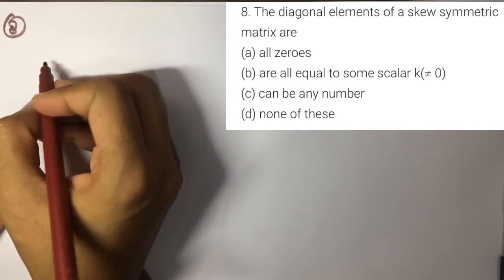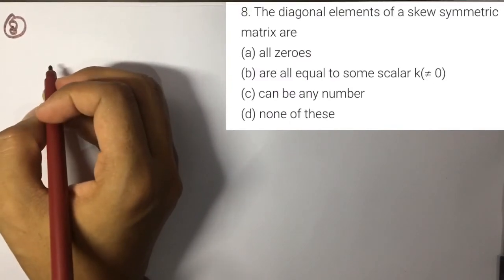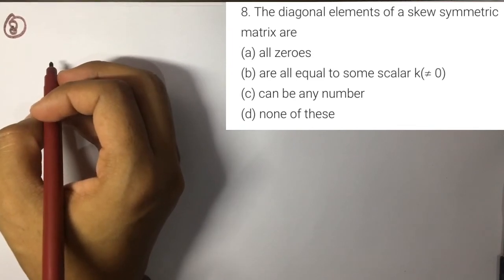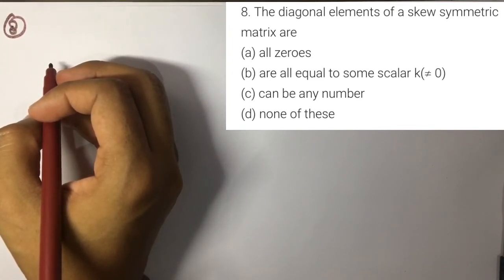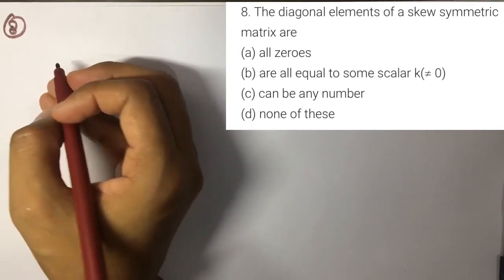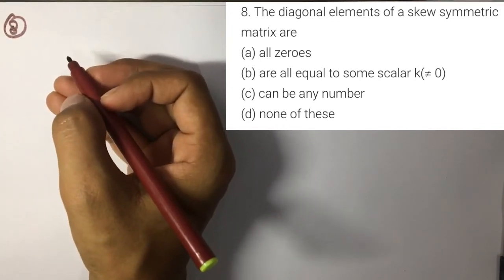Question number 8 says that the diagonal elements of a skew symmetric matrix are all zeros. Second option says that are all equal to some scalar k which is not equal to 0, option number C says that can be any number, and option number D says that none of these.